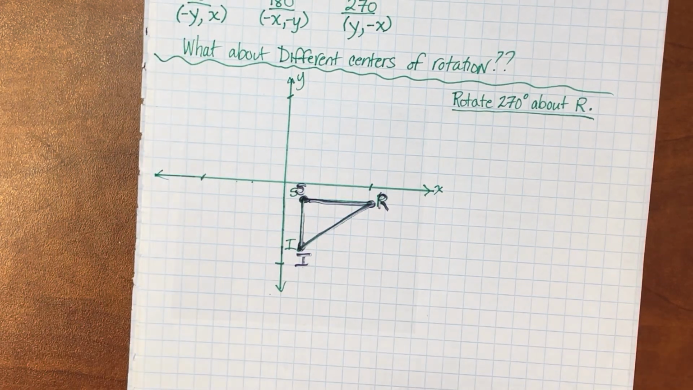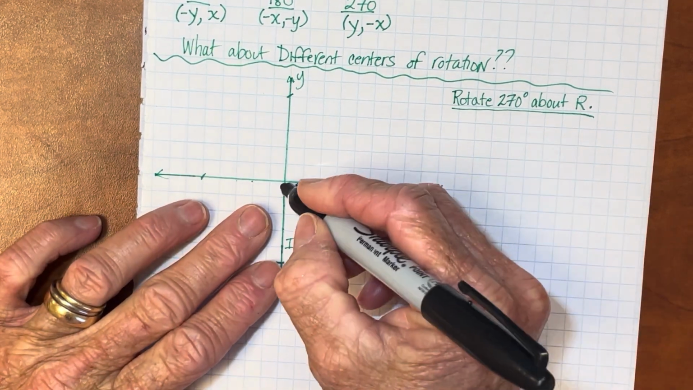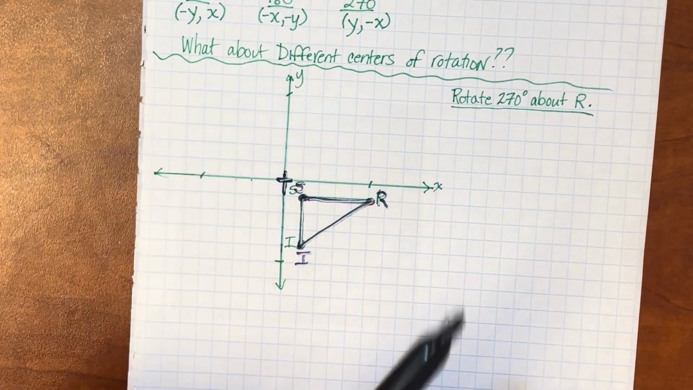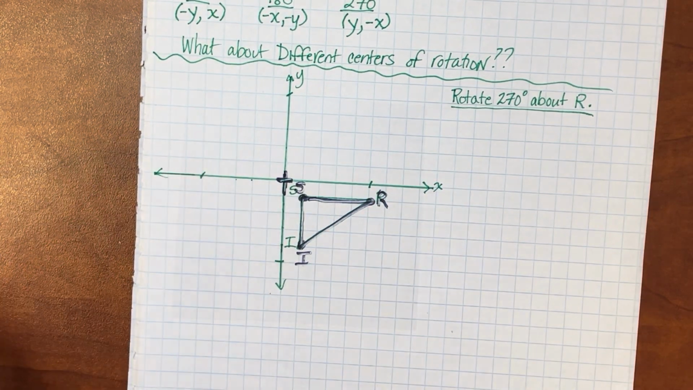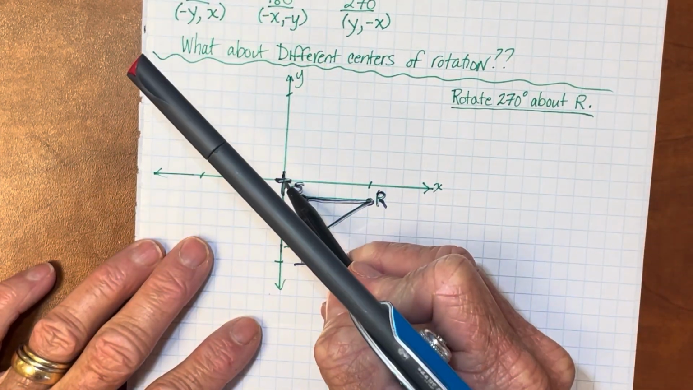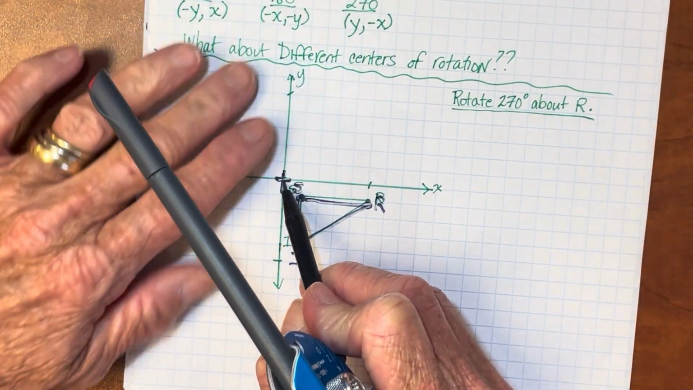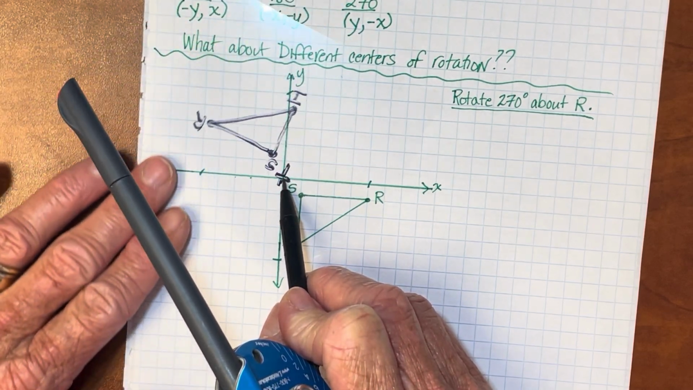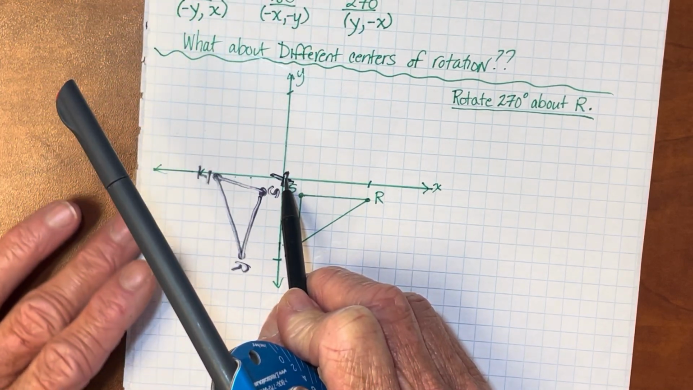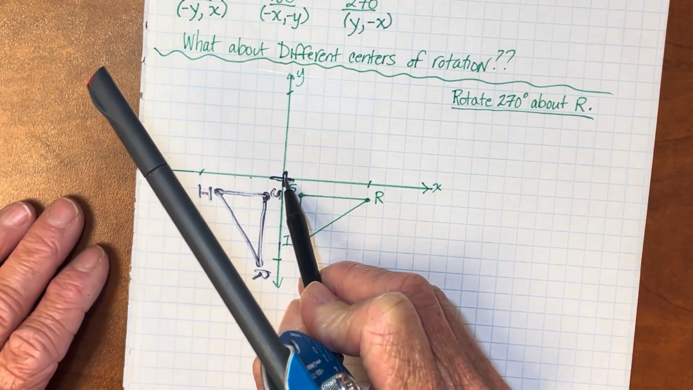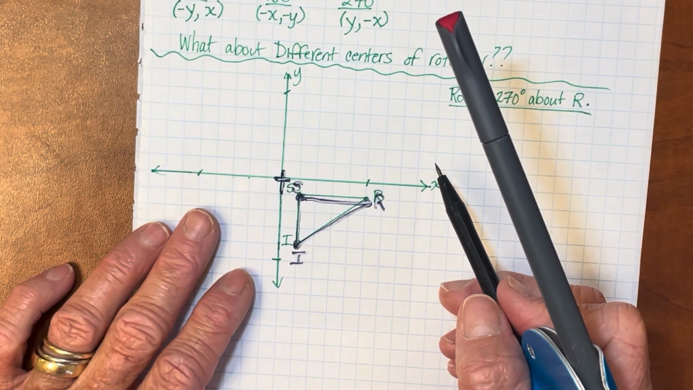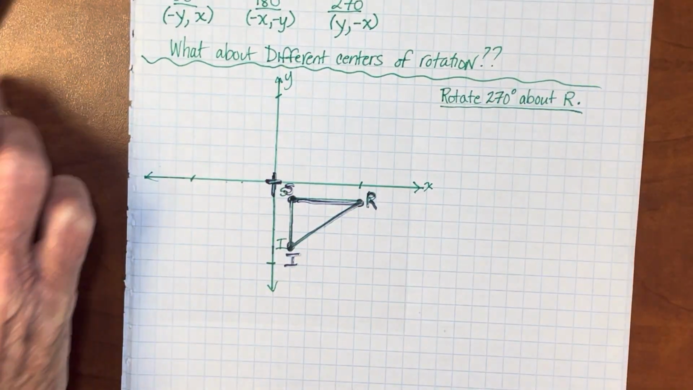And normally when we rotate 270, we would rotate around this point, the origin. Let me just show you what that would look like, and I want you to see how very different they are. So if I rotate around the origin counterclockwise, this would be 90. This would be what it looked like at 180, and this is what it would look like at 270 degrees. But that's not what we're going to do this time. This time I want to rotate around point R.